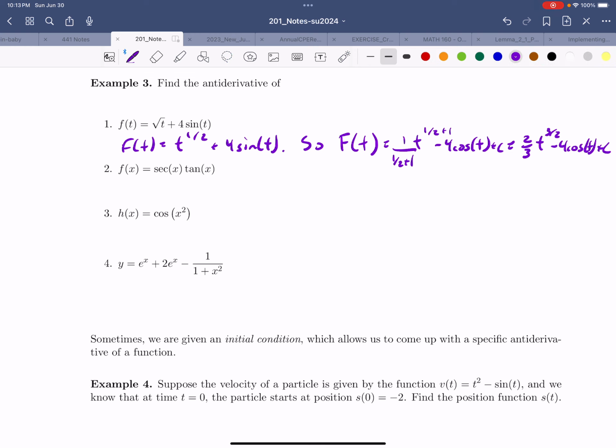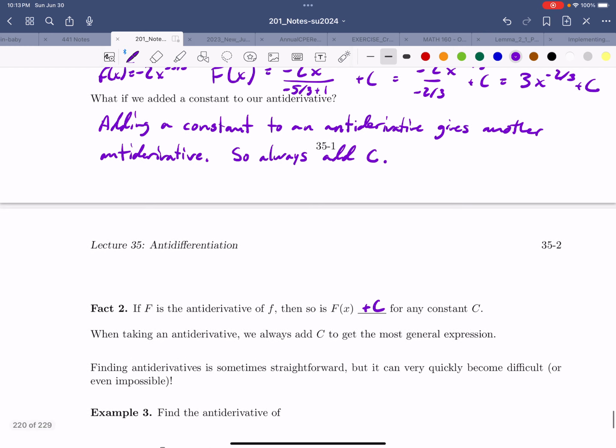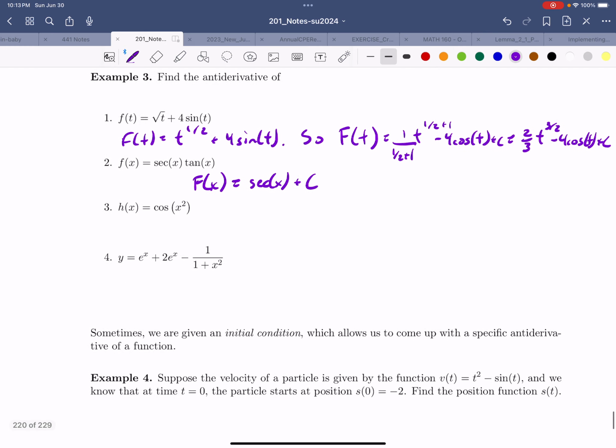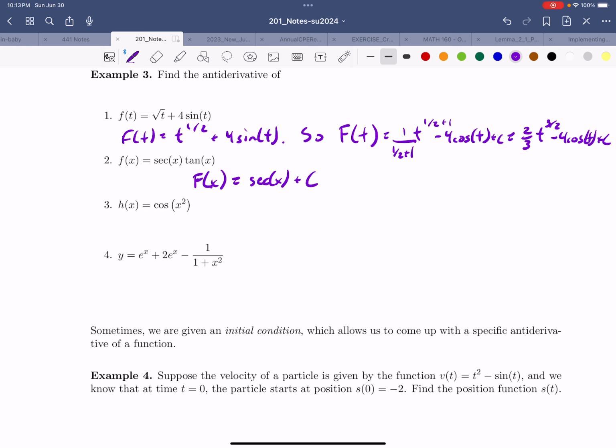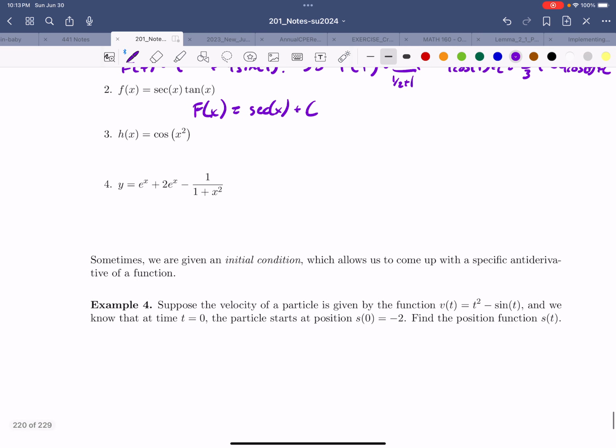All right, so let's see what we've got here. f of x equals secant of x plus secant of x times tangent of x. Big F of x equals secant of x, plus c. Just like with ln of x, or rather 1 over x, sometimes you just have to know it. Sometimes you just have to look at an expression and say, oh, that's the derivative of this function. No reverse power rule, no simplification, just straight up, oh, I remember that one. Okay, so that's that one.